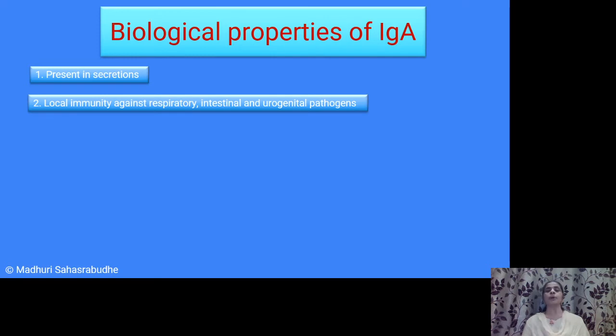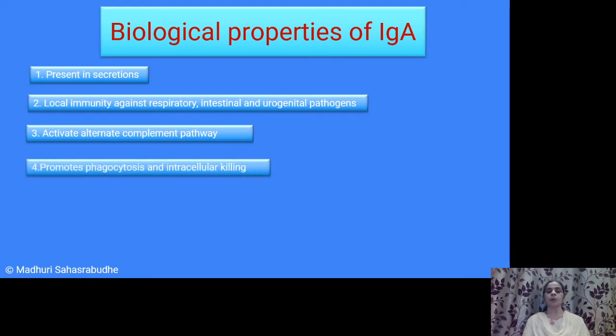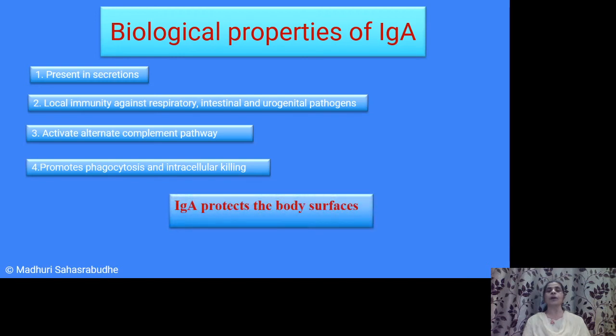So it is providing local immunity to the respiratory tract, the intestinal tract, and the urogenital tract. It activates the alternate complement pathway. It promotes phagocytosis and intracellular killing. Whereas the overall function of IgA is that IgA protects the body surfaces.